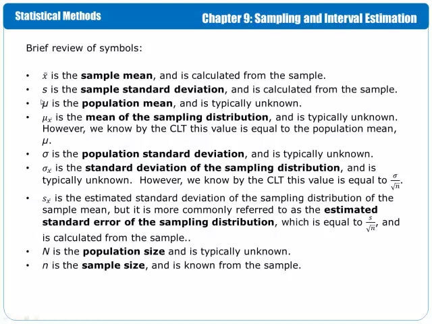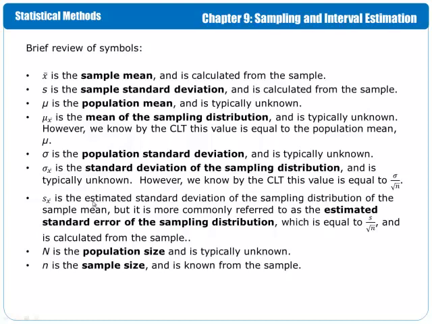Mu with a subscript of x bar is the mean of the sampling distribution and is typically unknown. However, we know that by the central limit theorem, this value is equal to the population mean, which is mu, this value up here. Sigma is the population standard deviation and is typically unknown. Sigma with a subscript of x bar is the standard deviation of the sampling distribution and is also typically unknown. However, we know by the central limit theorem that this value is equal to sigma over the square root of n, where this is our sigma.